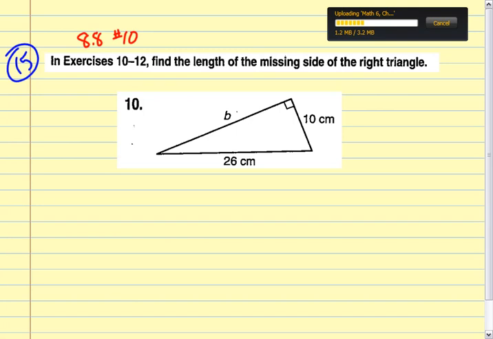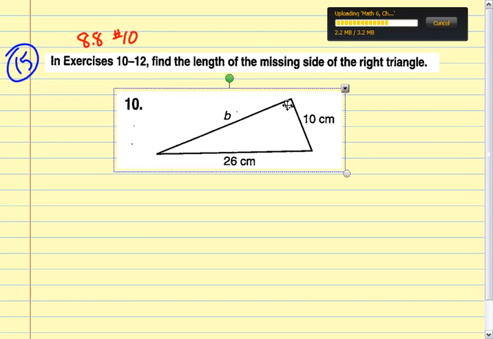Okay, folks, 8.8, number 10. This is the last one of the review problems that we're going to do. It says find the length of the missing side of the right triangle. Okay? Now, you can see that this is a right triangle. It has a right angle up here at the top.